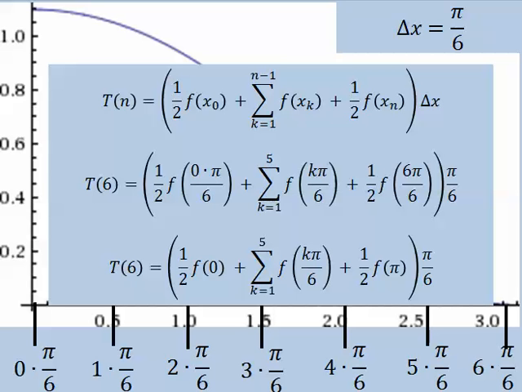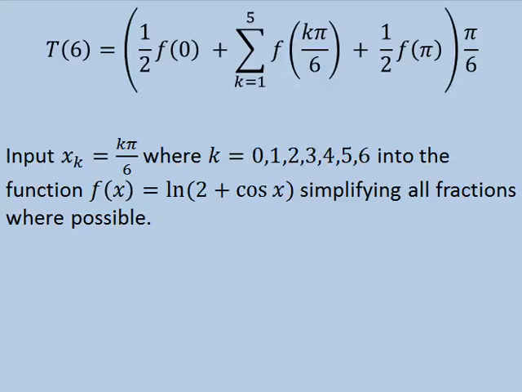When we put our xk's into our trapezoidal rule, this is what we get. Alright, so I'm now going to use my function and input the xk's. However, in this case, the values that we're using work very nicely on the unit circle. So as you put in your xk's, simplify all fractions wherever possible.